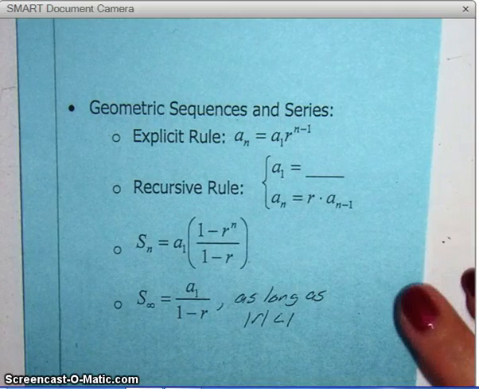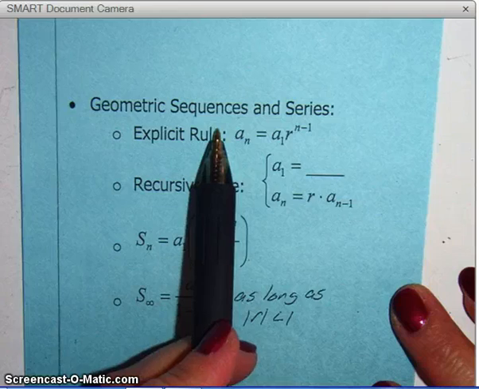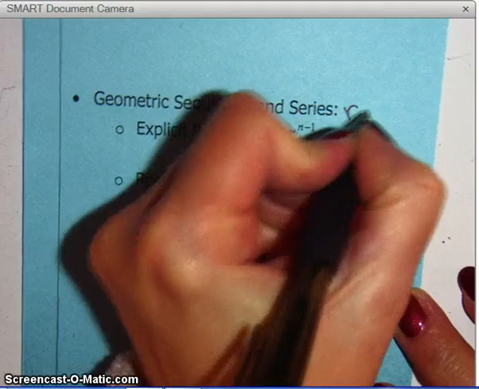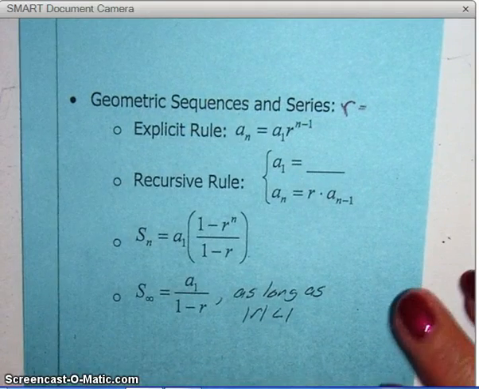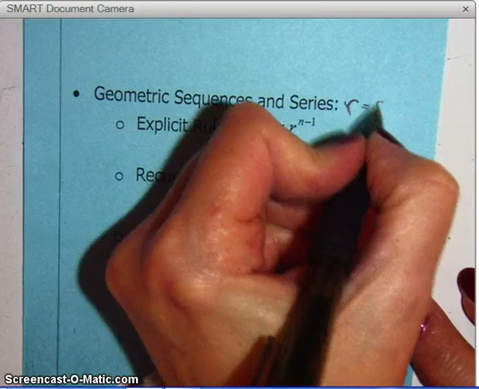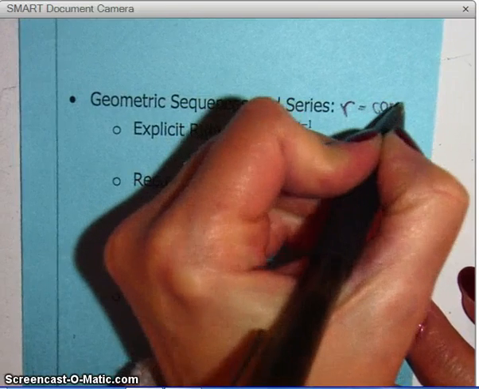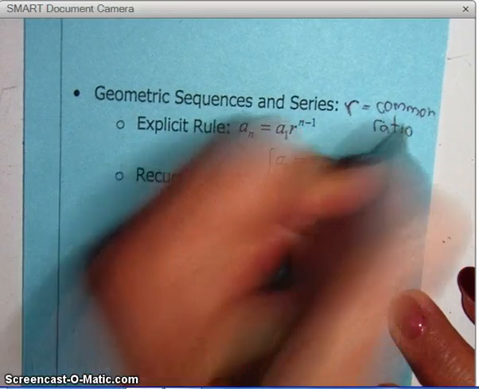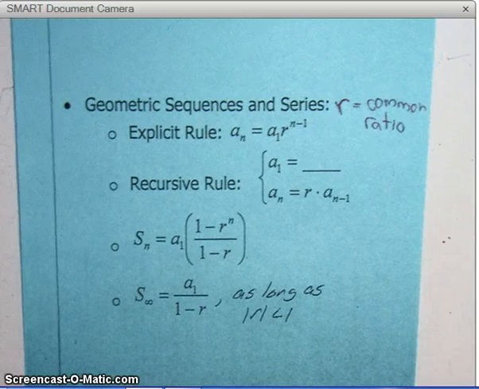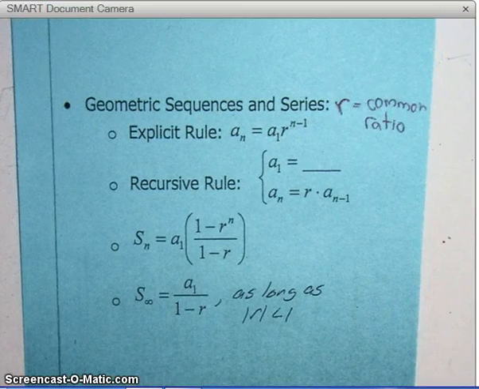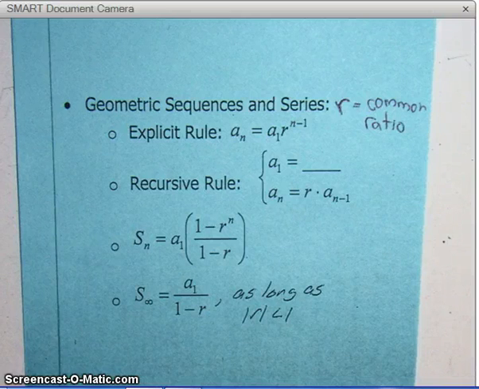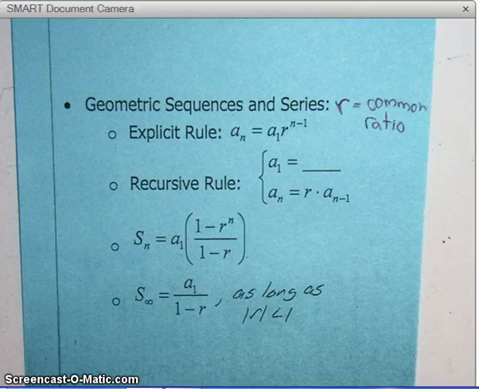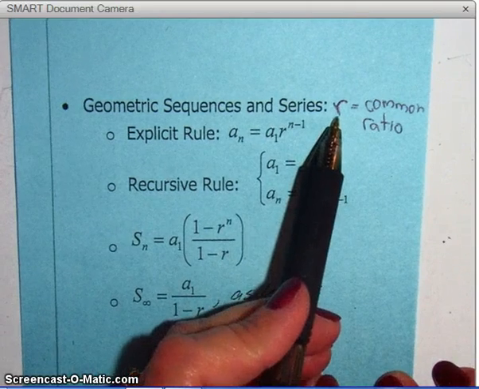Okay, guys, on the blue sheet for geometric, R, the pirate letter R, is called the common ratio. Yeah, you can write this on here. Are you sure? Yes, I'm letting you write. R, the pirate letter, is the common ratio. The only difference between arithmetic and geometric is arithmetic you add D, geometric you multiply by R, the common ratio.